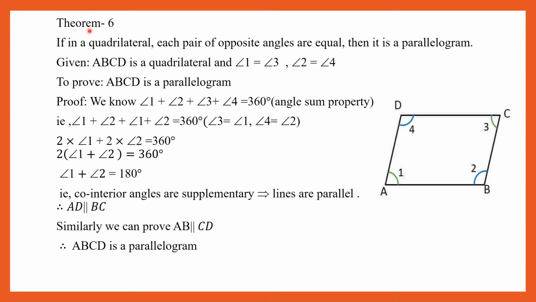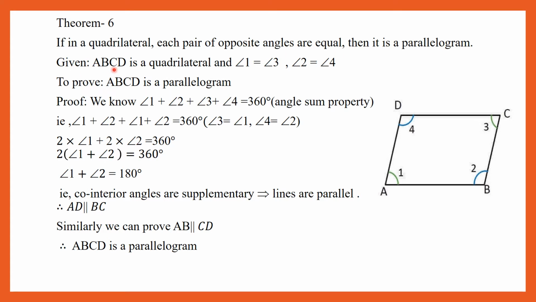Now, in theorem 6, let us see that if in a quadrilateral each pair of opposite angles are equal, then we prove that it is a parallelogram. Again, we are going to the reverse of the second property of the parallelogram. If opposite angles are equal in a quadrilateral, we can say the quadrilateral will be a parallelogram.